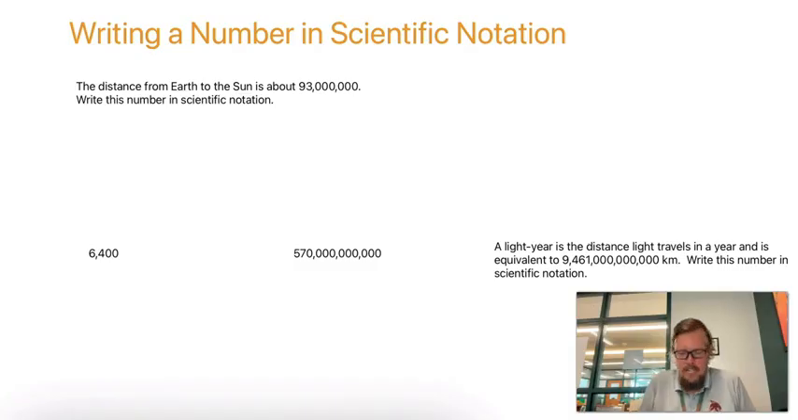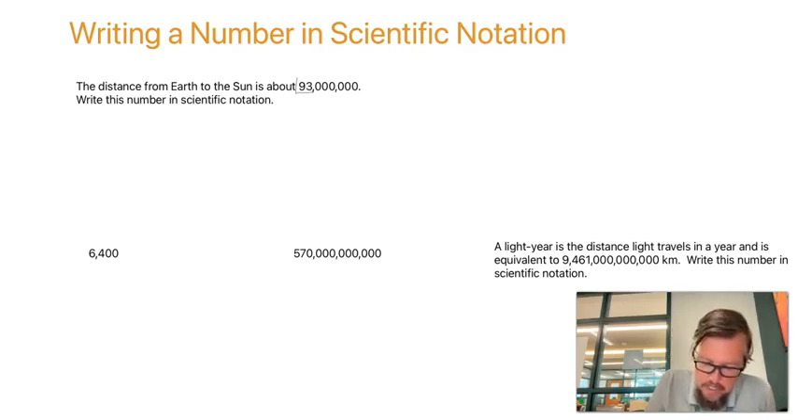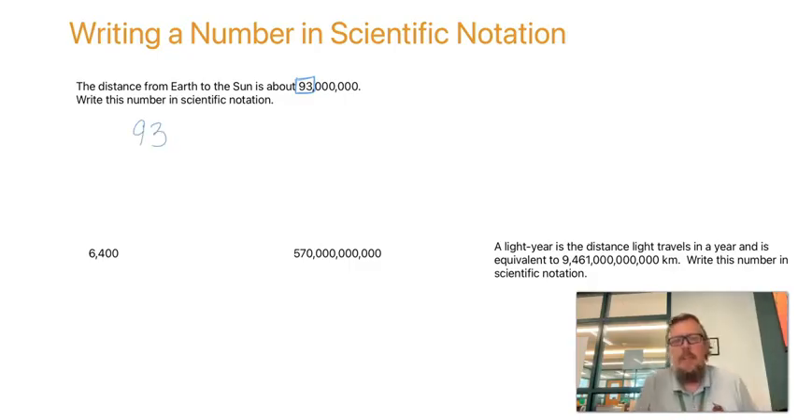So our number here is 93 million, and what we're going to start off by doing is look just at the numbers that aren't zeros. So the numbers we have here that aren't zeros are the 93 right there at the beginning. So that's going to be the first part of our scientific notation, the 93.